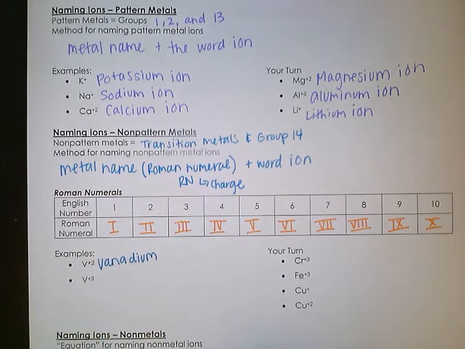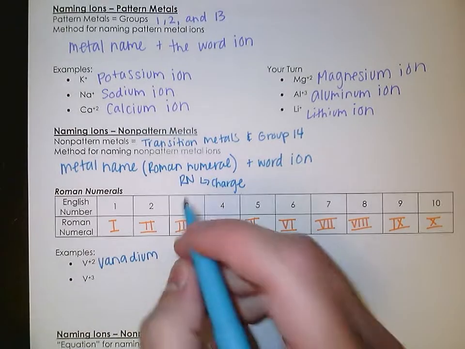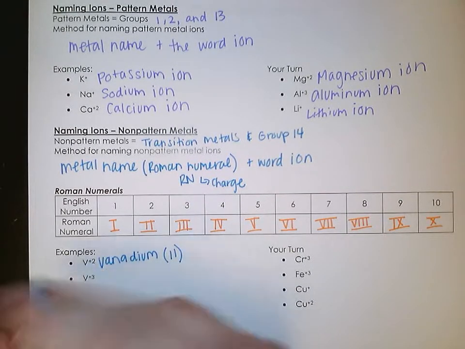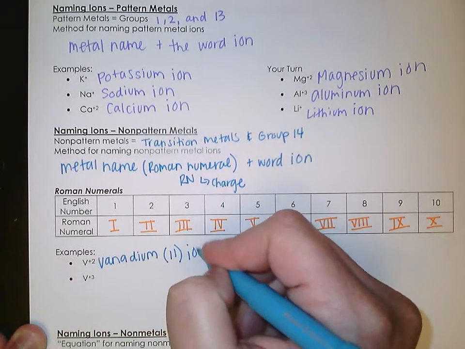But this time I need to put my charge in parentheses. So this is a +2, so in parentheses I need to put my Roman numeral 2. It's just an ion, it's not in a compound, so I need to put the word ion.